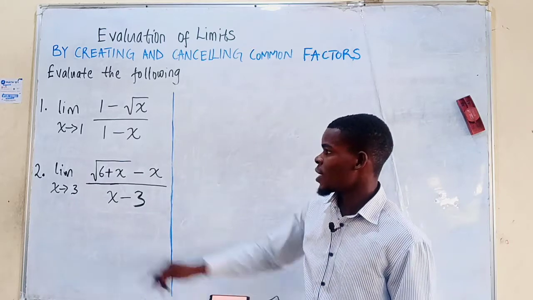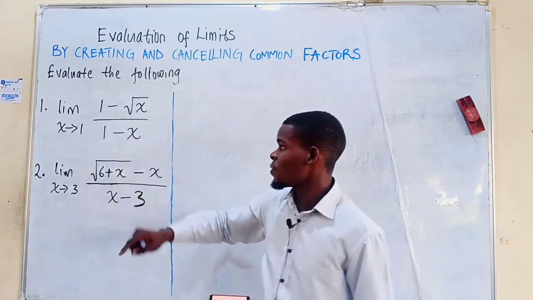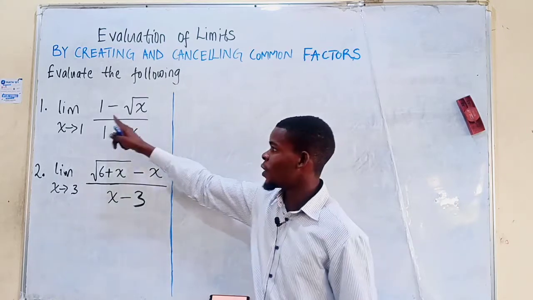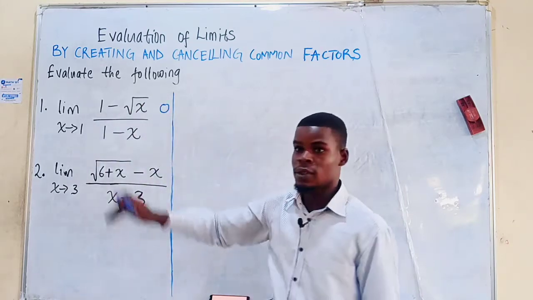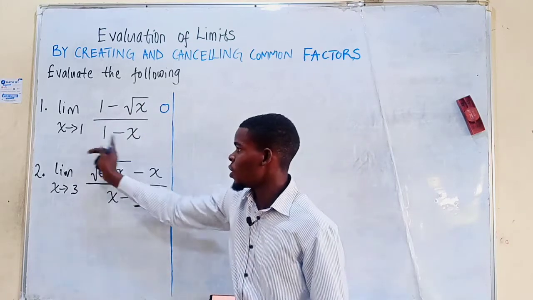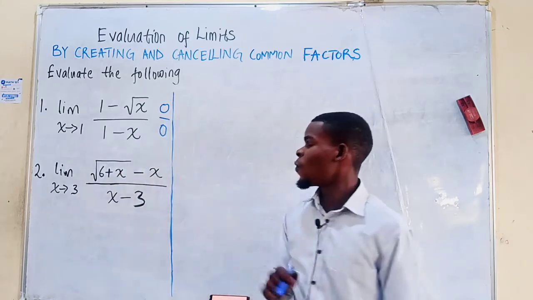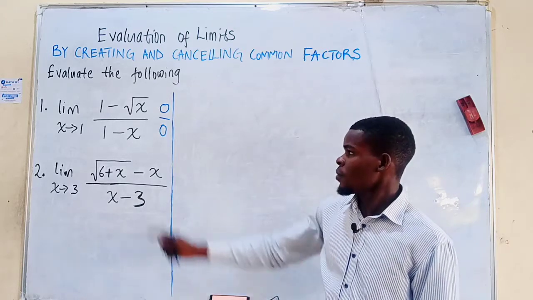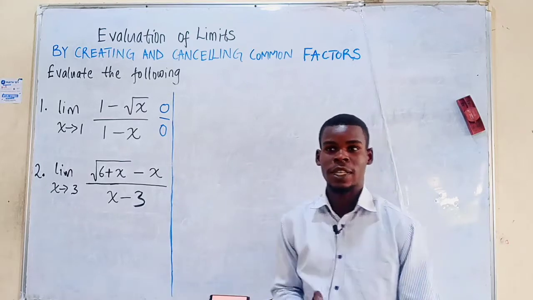But in this case, as x tends to 1, if you plug in 1 into x in this function, you have square root of 1. Square root of 1 is 1, right? That is going to be 1 minus 1, which gives us 0 in the numerator. Then we do the same thing, 1 minus 1 here, which gives us 0 again in the denominator. So we call this form 0 over 0, an indeterminate form, right? Good. So in this case, we will not just evaluate this limit by substituting 1 in place of x.